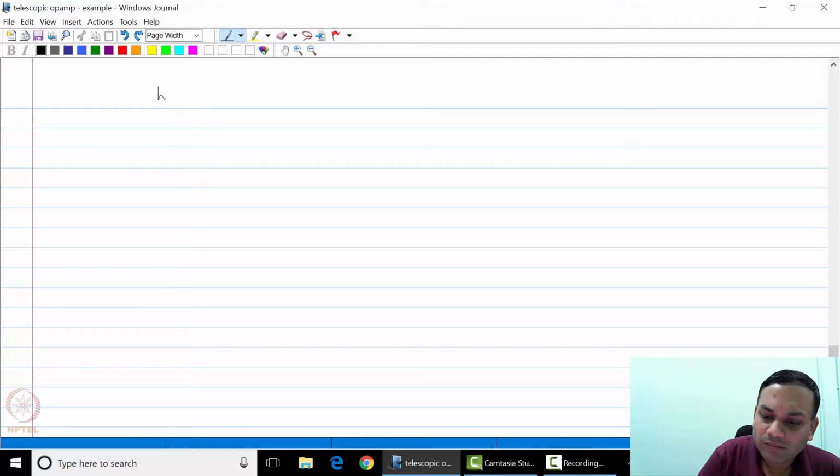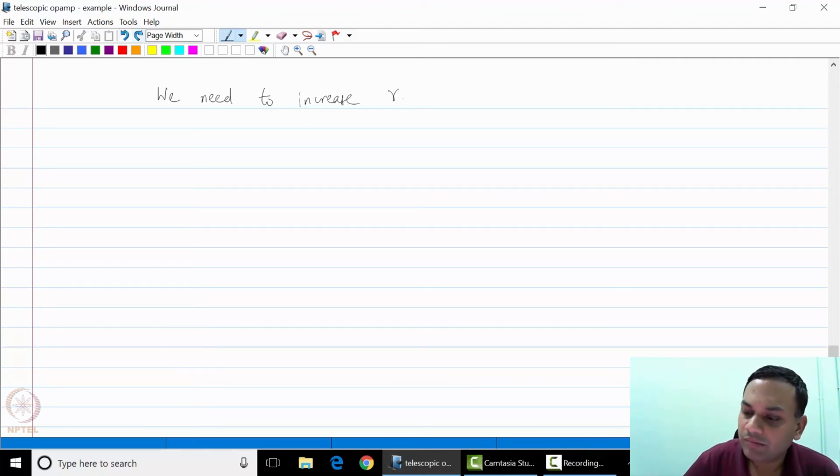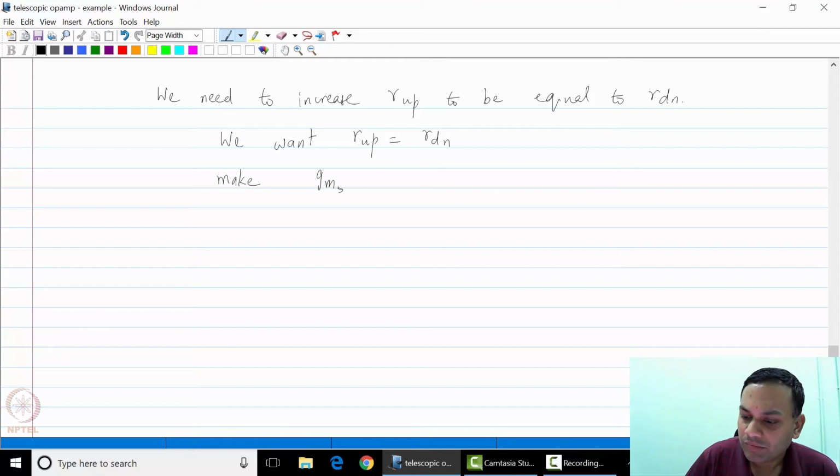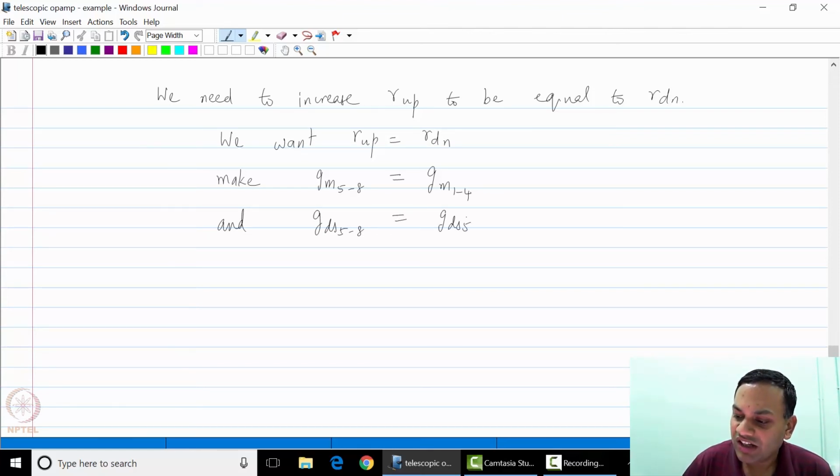So we need to increase R up. So now we will take the opposite approach. Let us make it exactly equal to R down. What does that mean for us? We want R up equals R down. The easiest way of achieving this is to make GM of transistors 5 to 8 equal to GM of transistors 1 to 4 and make GDS of 5 to 8 equal to GDS of transistors 1 to 4. If you achieve this, you can rest assured that R up will also be equal to 533.6 kilo ohms. So let us now ensure that this happens.